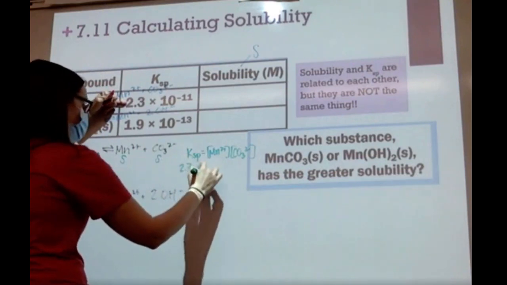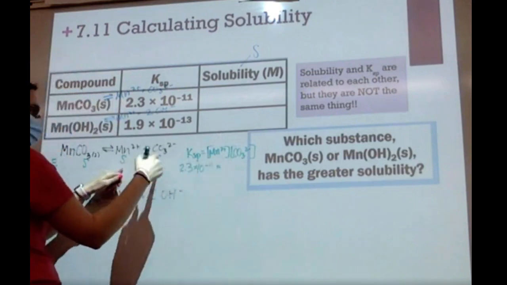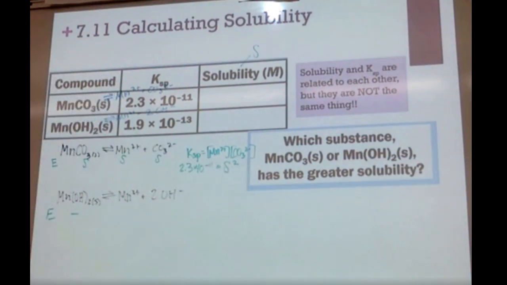2.3 times 10 to the negative 11th equals S times S. We take the square root, we find the solubility. Now, if we look down here, so instead of putting a line through, I'll use S for Mn(OH)2. Pay attention to the ratios.